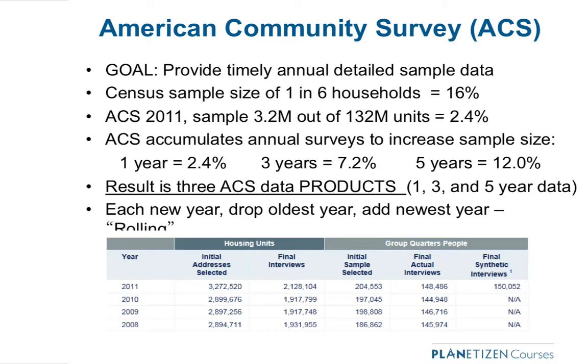Now, how do you do that? Well, it's a sample, it's a survey. So let's back up a minute and look back at Census 2000 and those old censuses. The sample size was 1 out of 6, or roughly 16% of all households would get the long form. The ACS sample is 3.2 million households out of 132 million households in the country, or roughly 2.4%.